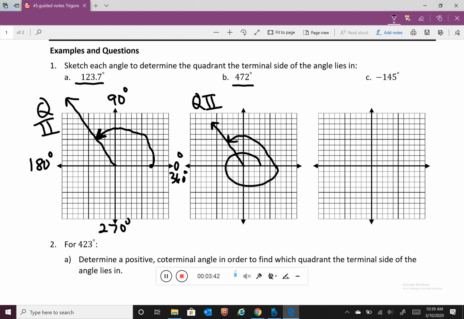For our last example of sketching, we're looking at negative 145 degrees. So I'm starting on the initial side, but I'm going in the negative direction. So this is negative 90. But I have to go negative 55 more degrees. So it's just past the halfway point of that. And this is landing in quadrant 3. So negative 145 degrees.